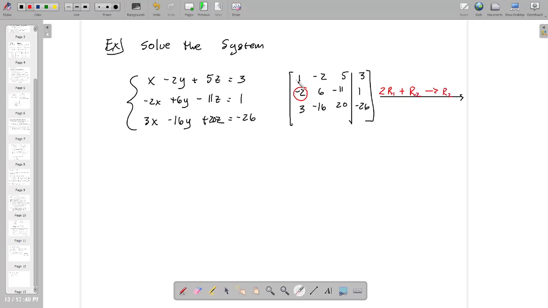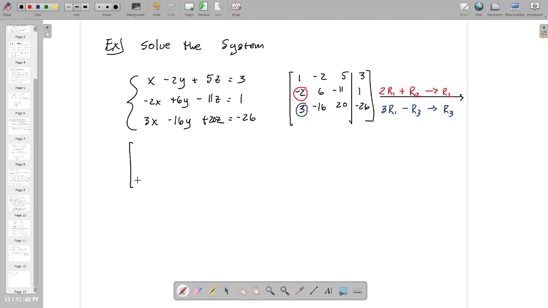Now I do 2 times row 1 because 2 times 1 plus a negative 2 will give me a 0. And I'm replacing row 2, so 2 times 1 is 2, 2 plus a negative 2 is 0. And that's going to replace this spot here. That's what I want. And then the second one, I want to get a 0 here. So I'm going to do 3 times row 1, and I subtract row 3. So I get a 3 times 1, which is 3, and then minus a 3 here to give me a 0 here.